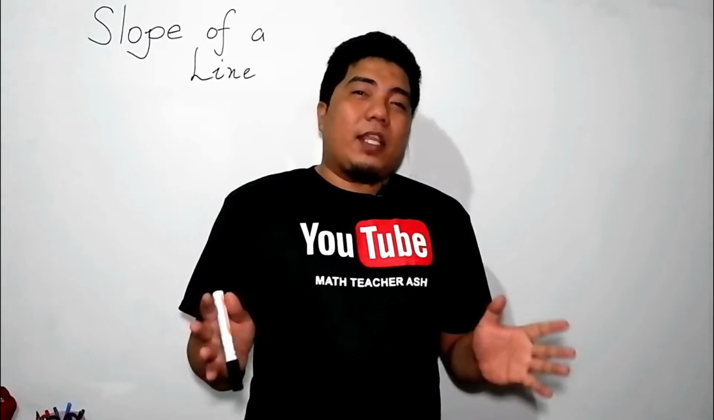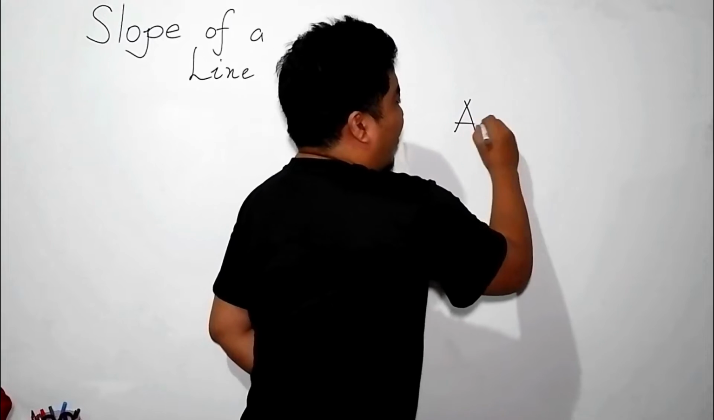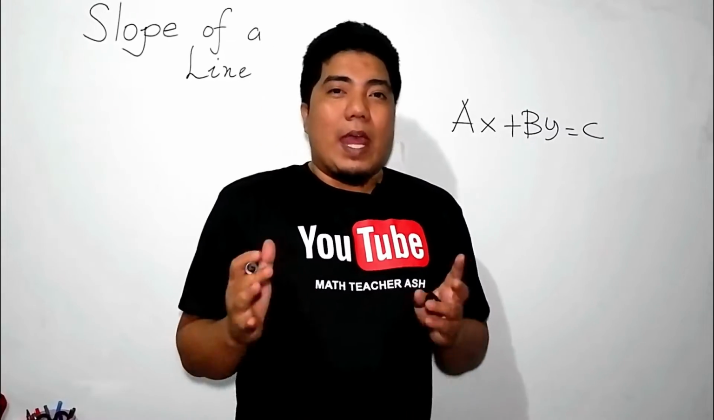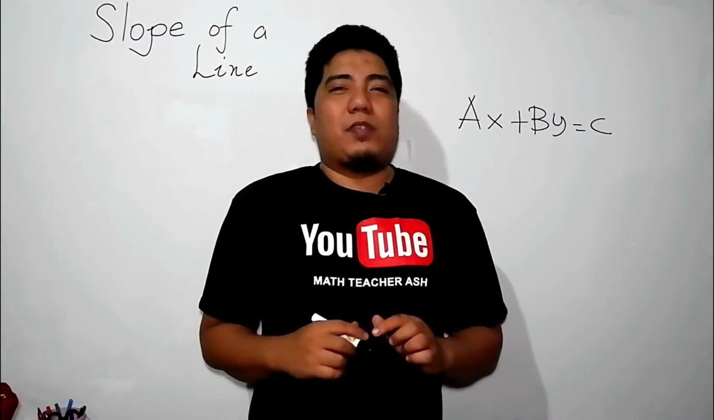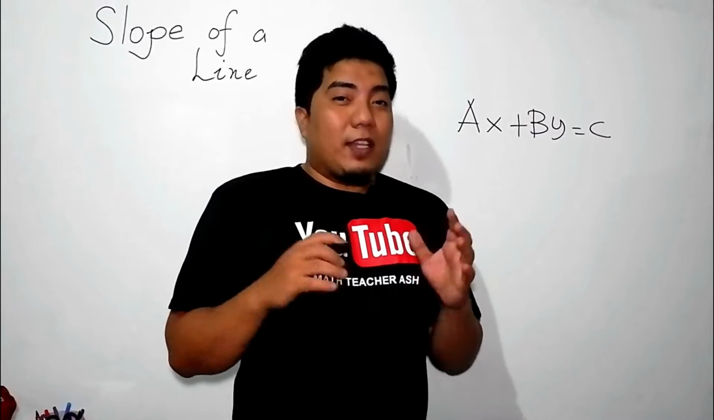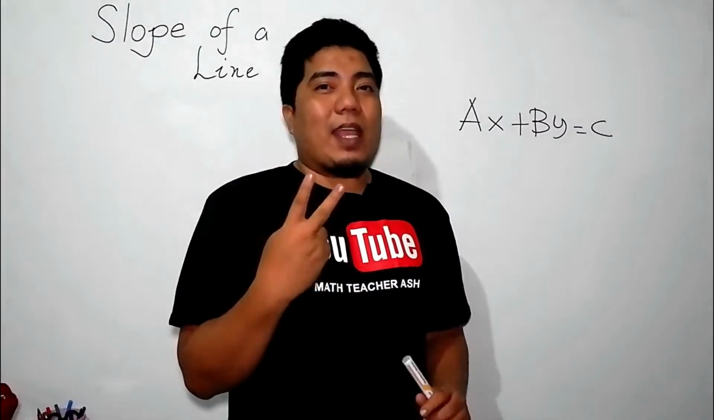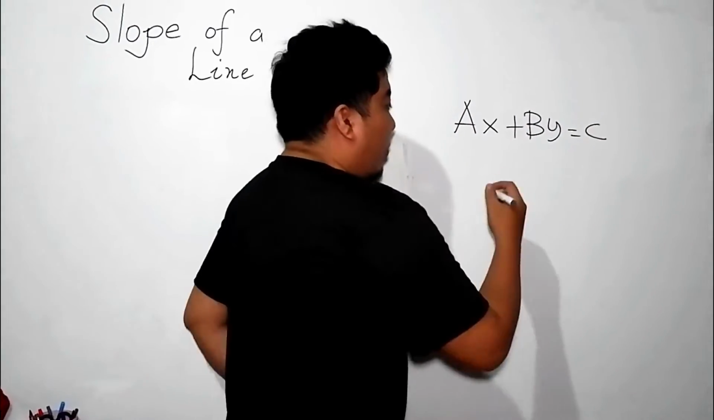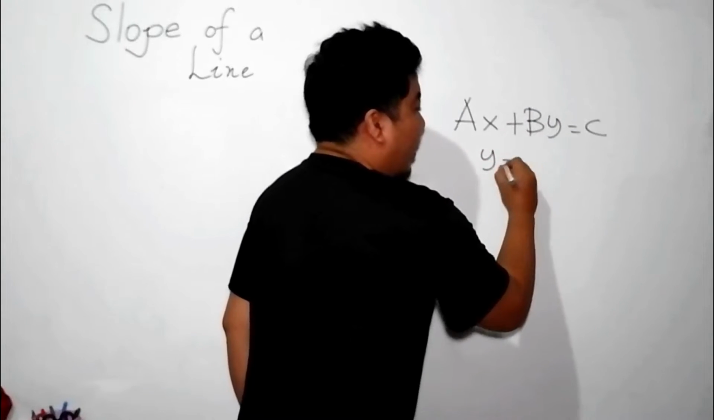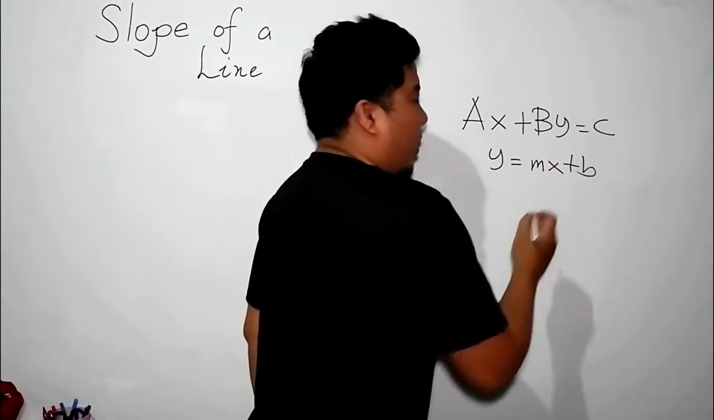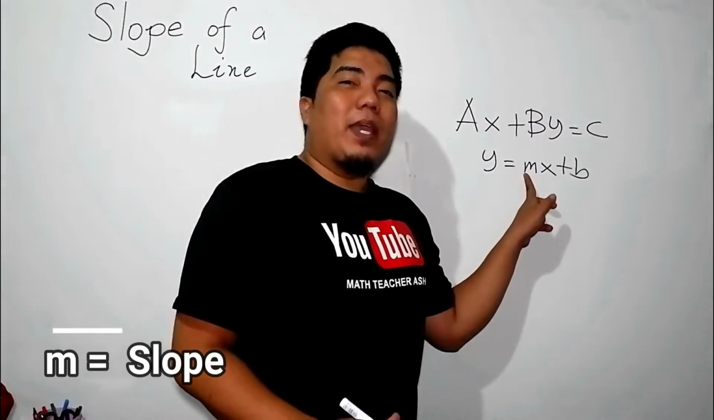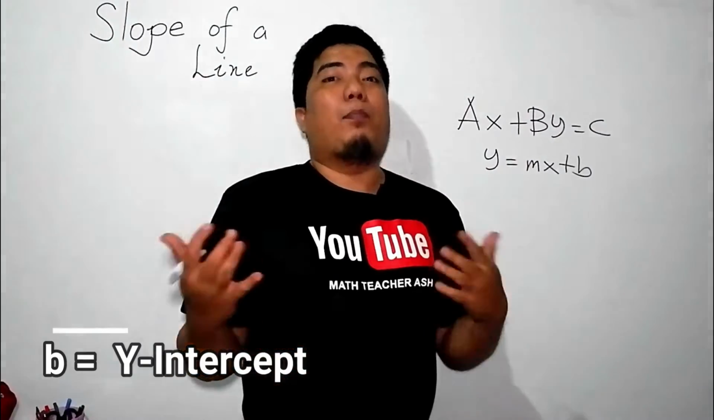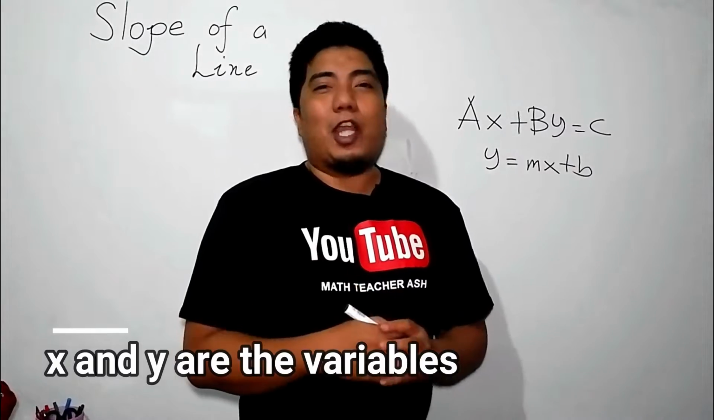Remember that the linear equation in two variables has the standard form ax plus by is equal to c. Now, I also told you in the previous videos that there are other forms of linear equations in two variables. The second form is what we call the slope-intercept form. The standard form can also be transformed into the slope-intercept form, that is y is equal to mx plus b, where m is the slope and b is the y-intercept. Your x and y are both the two variables in your linear equation.